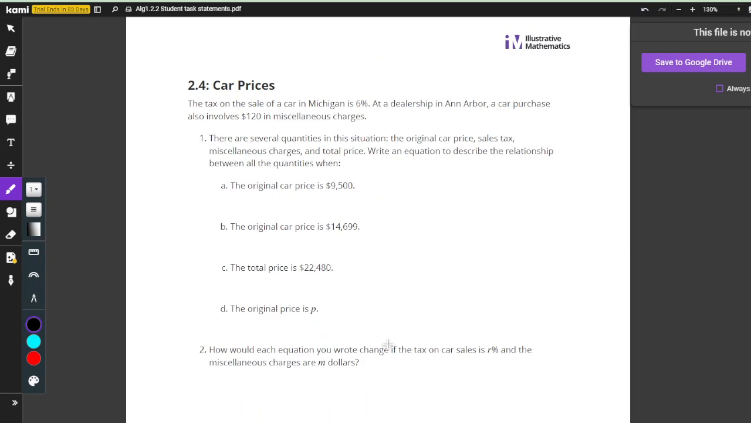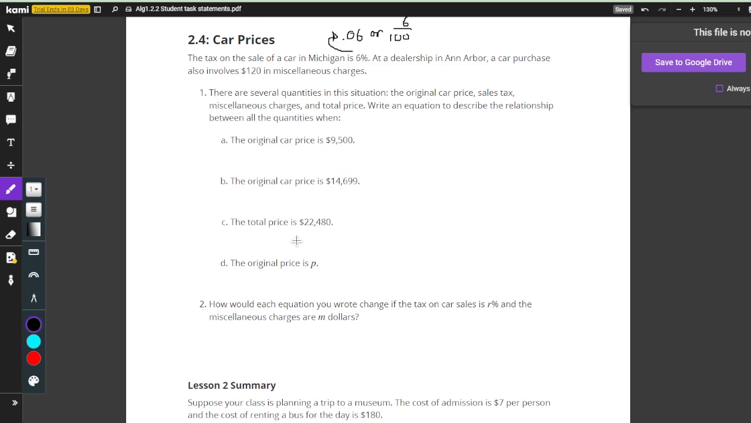All right, moving on. We're almost done. Look at that. This is a very quick and painless chapter. This one right here is going to talk to us about taxes. The sales tax on the sale of a car in Michigan is 6%. There are several ways to write 6%. One is 0.06, or we can write it as 6 divided by 100, correct? Two ways to do that.